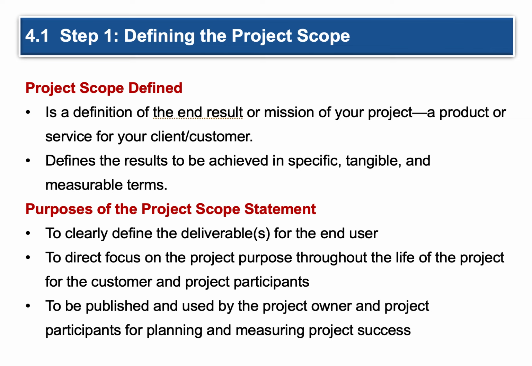So let's talk about step 1, defining the project scope. The project scope is a definition of the end result or mission of your project and a product or service for your client or customer, so your end user. This defines the results to be achieved. They need to be specific, tangible, and measurable. And we talked a bit about that in a previous chapter about SMART goals, being specific and measurable and achievable, and have a time frame.